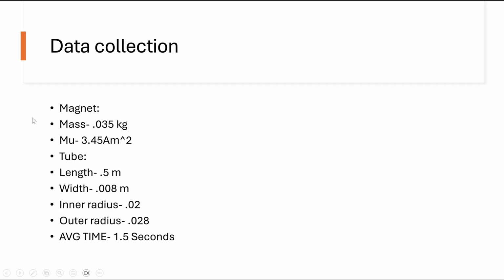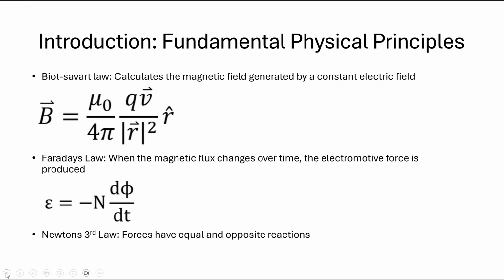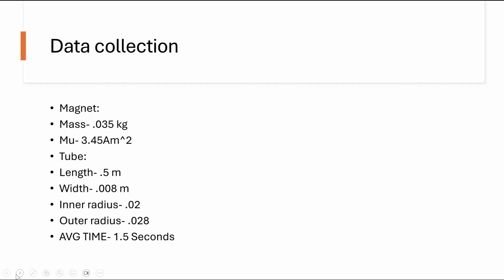So data collection. For our magnet, the mass is 0.035 kilograms. The mu is 3.458 times m squared. The tube has a length of 0.5 meters. The width is 0.008 meters. Inner radius is 0.02 meters. Outer radius is 0.028 meters. And the average time was 1.5 seconds, as shown back here.